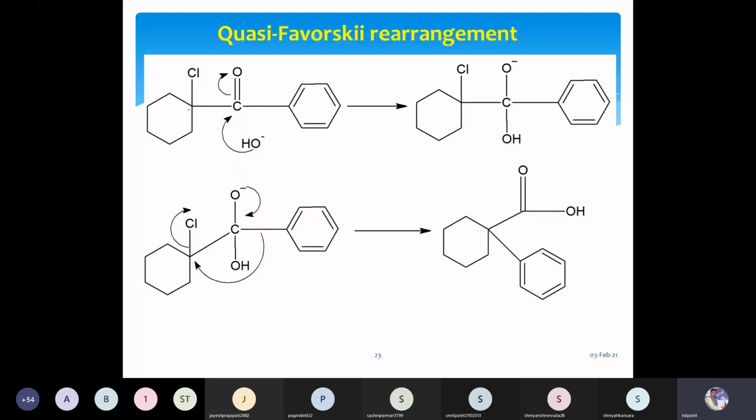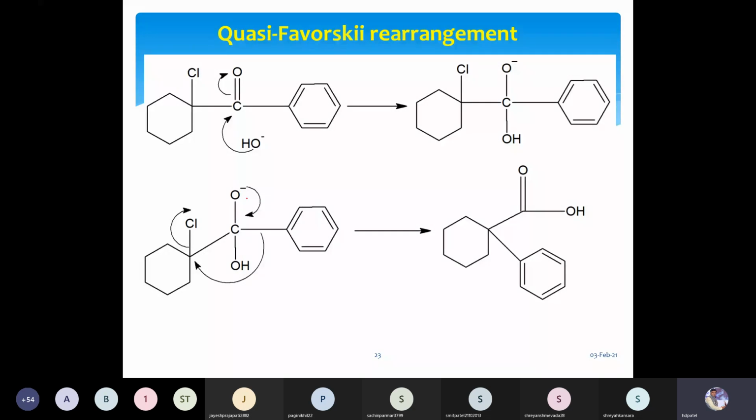Here also the alpha hydrogen is not present, even though this reaction takes place, but it is selective for specific types of compounds only. Here the reagent, or catalyst, is hydroxyl ion, OH minus. OH minus will attack on this carbon, and as a result it will be converted into O minus, and OH will attach over here. After that, as we have discussed about the rearrangement, O minus will convert into C double bond O.